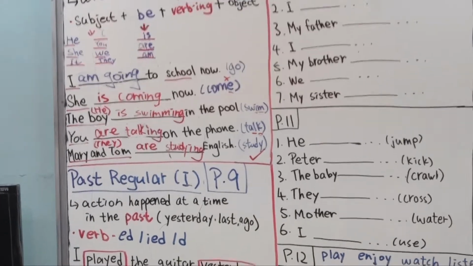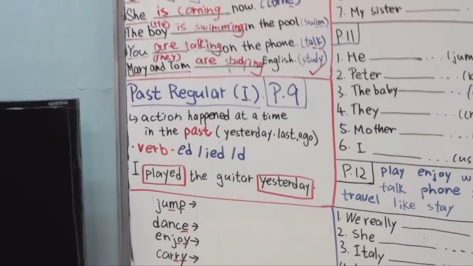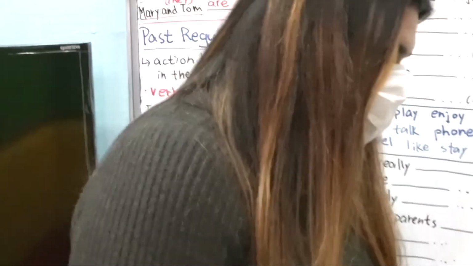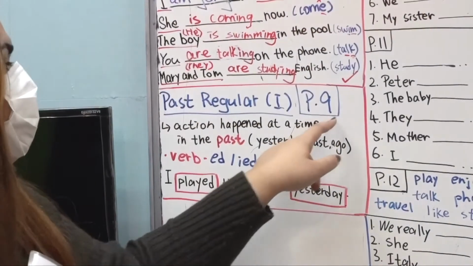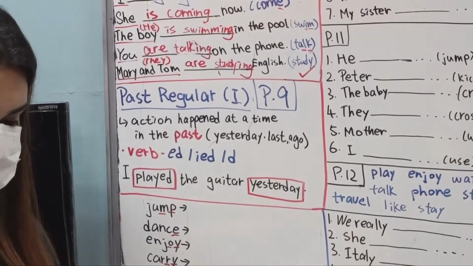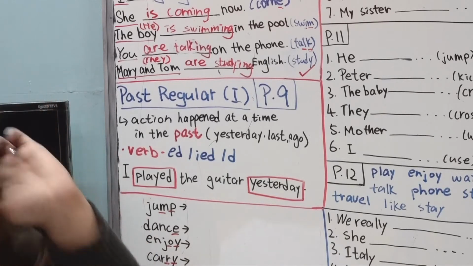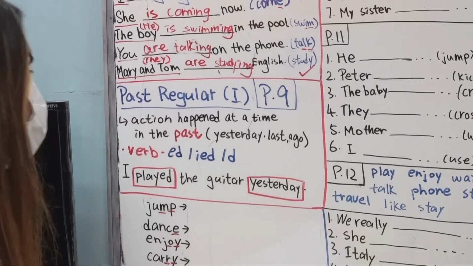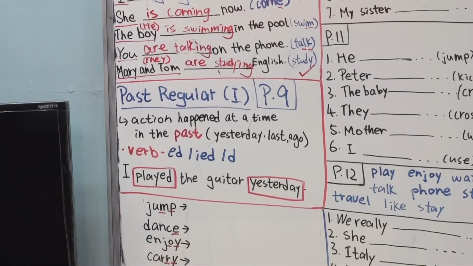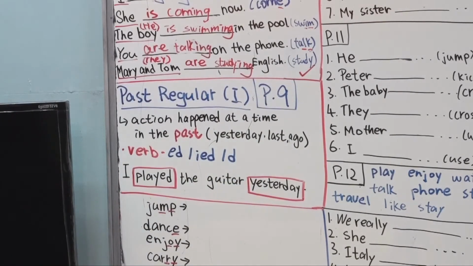Now we will be talking about our topic for today. Can you turn to your book, page number 9? This book, page number 9. Alright, when you open your book, you will see a title on the page, right? Past regular. So, when do we use past tense? Alright, before I start, I would like to show you a video.